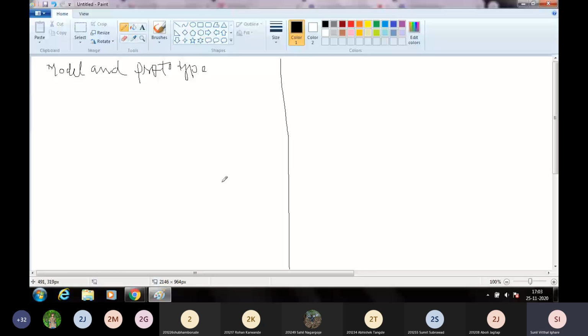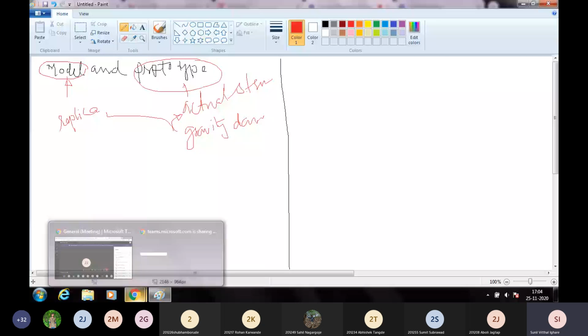Suppose a gravity dam is there; that is an actual structure. The actual structure we say is the prototype. And if you make a replica of this gravity dam on a smaller scale, we say it is the model. Just see that. This is the best example of how to differentiate model and prototype.